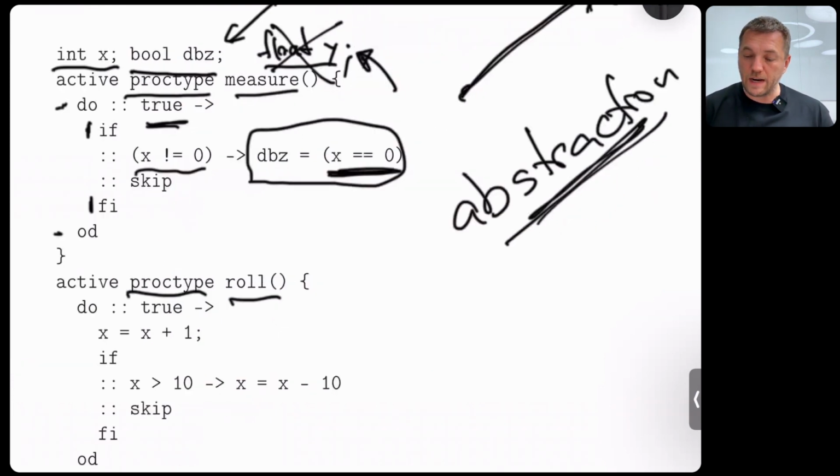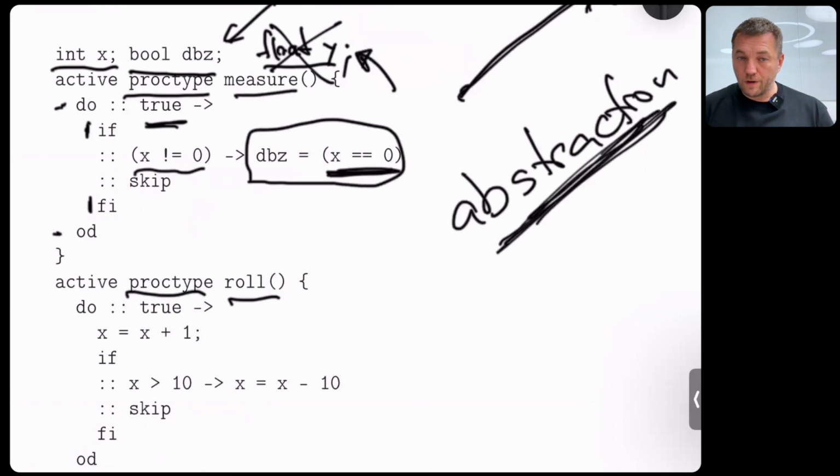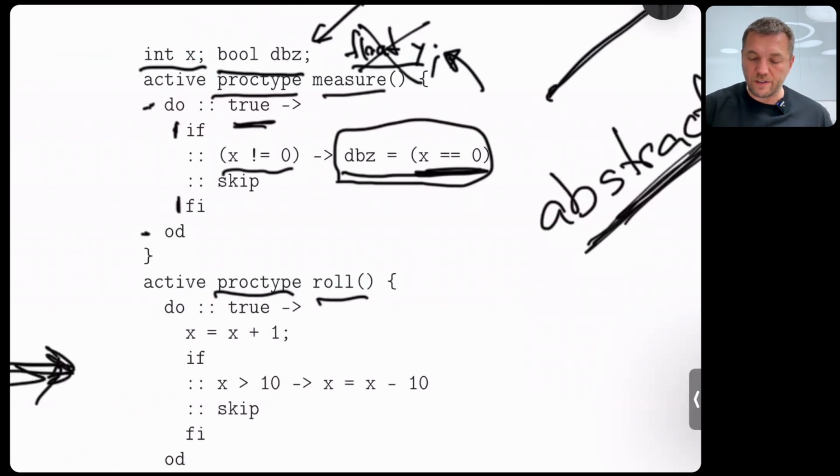That's why it's called abstraction. So I throw away the details which are not important. And I stay with the details which I care about, and I do care about understanding whether the division by 0 will happen or not.